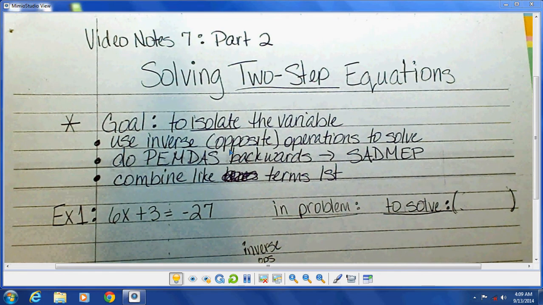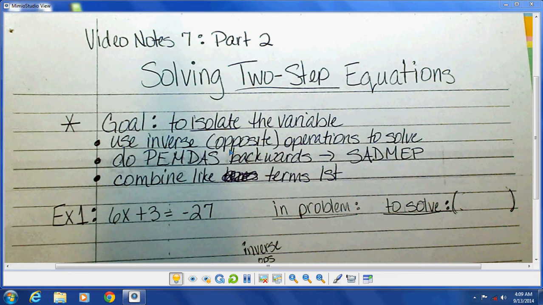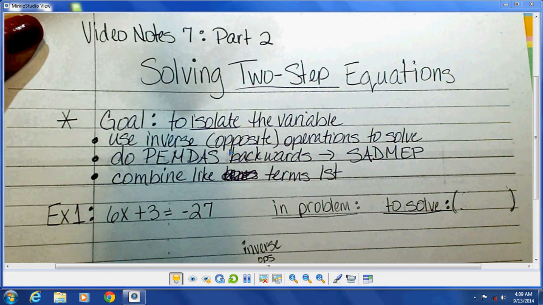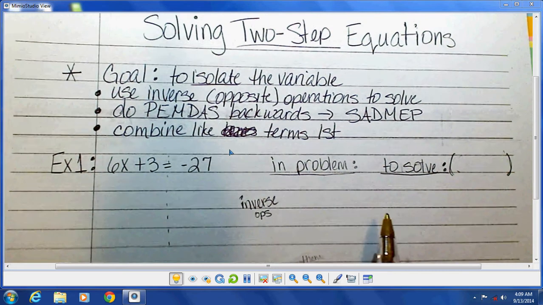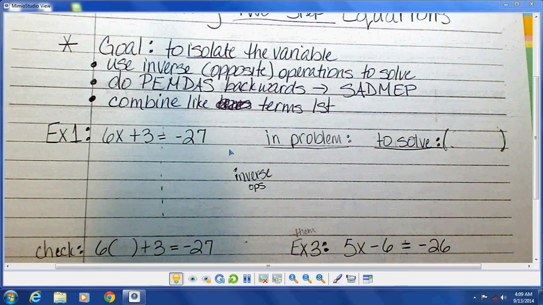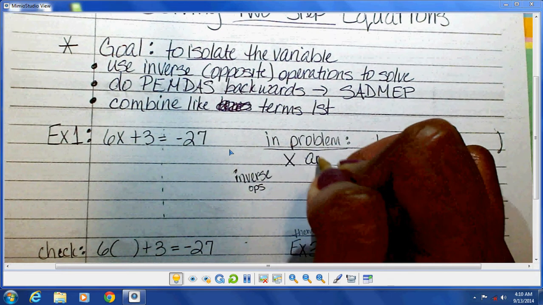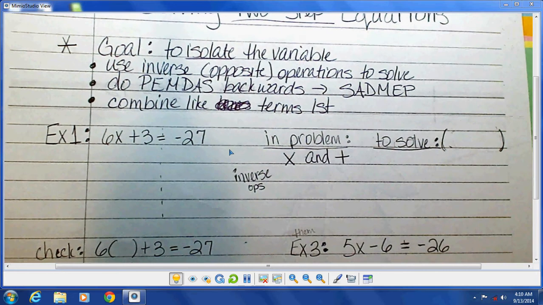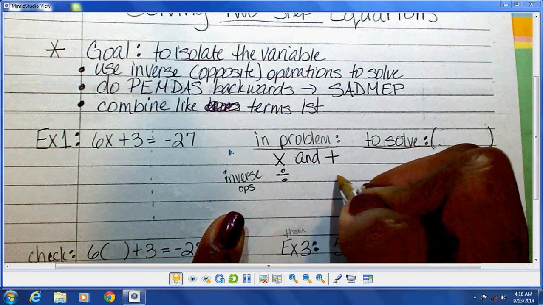Example 1. We have 6x plus 3 equals negative 27. So you see that we have multiplication and we also have addition in this. So that's what makes it a two-step, because we're going to end up doing the inverse operations. So I'll just put a little chart over here because I'm going to explain how we're going to do this. Since in the problem we have multiplication and addition, that means we have to use our inverses to solve. Therefore, the inverse of multiplication is division and the inverse of addition is subtraction.